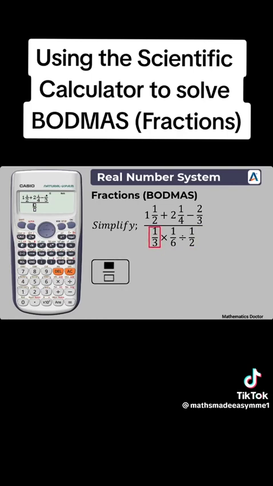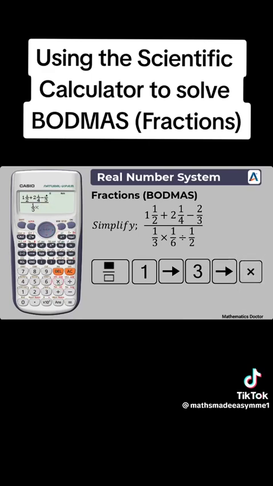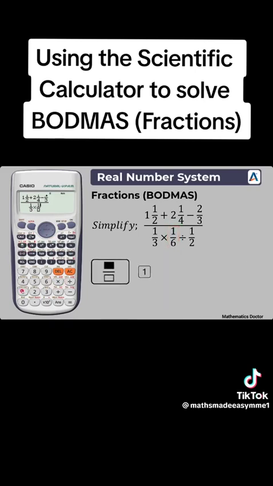So the numbers there are fractions. So we have 1 over 3. So you press 1 over 3. Now that we have 1 over 3, we take the indicator to the side of the fraction by pressing the right arrow. Then we press the multiplication sign. Then we bring the other fraction by pressing the fraction key, and then we have 1 over 6. So we have 1 over 6 written.